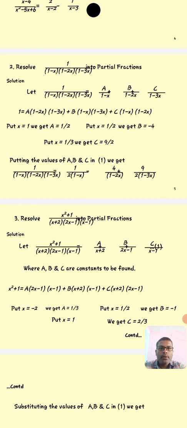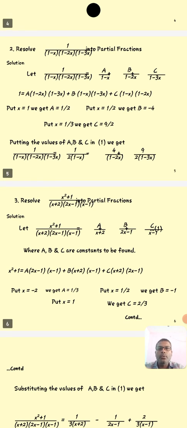Put x equal 1 by 2, the same equation, we get B equal to minus 4. Here in the place of x we substitute 1 by 2, that will be A will be 0 and also the C will be 0, we get B value. The same way, what is the B value? Here B is equal to minus 4.